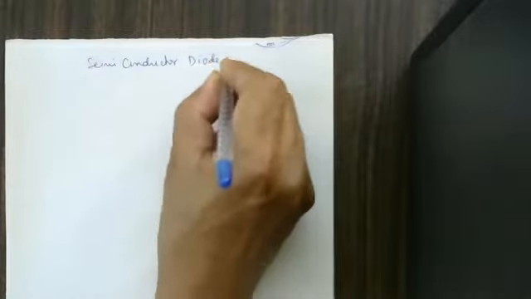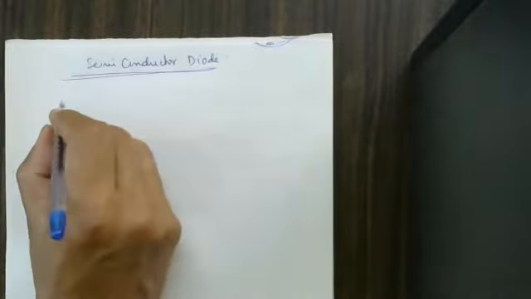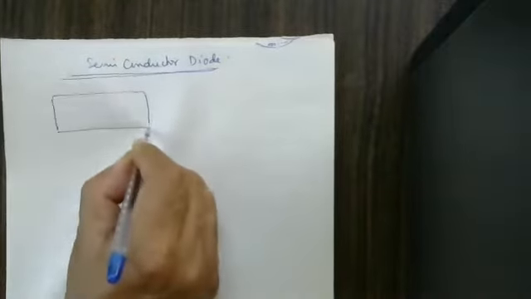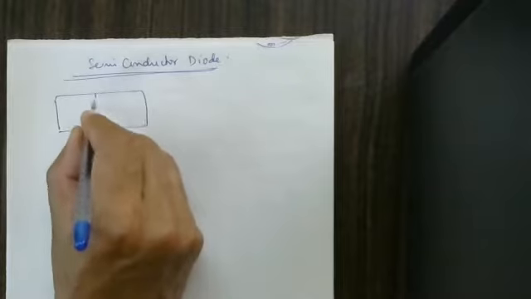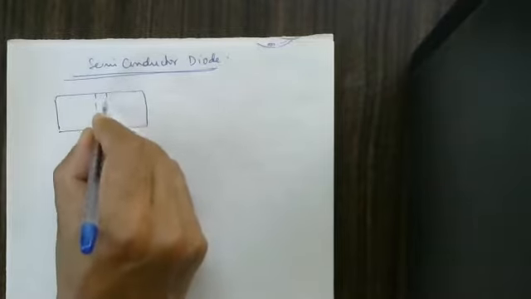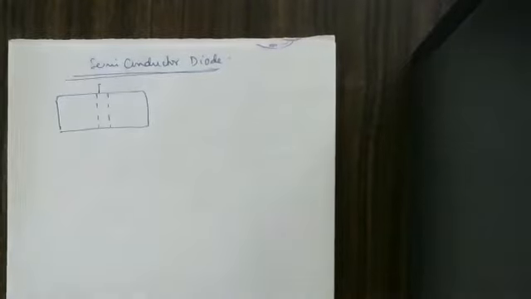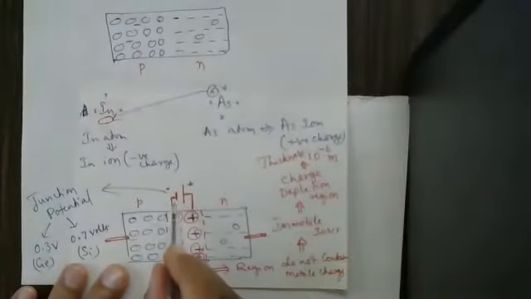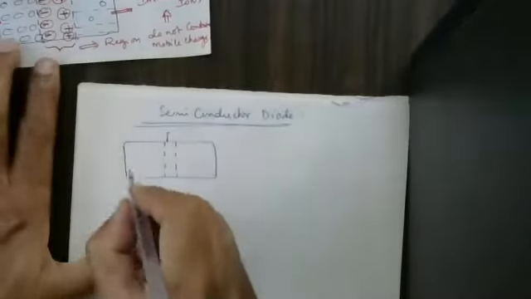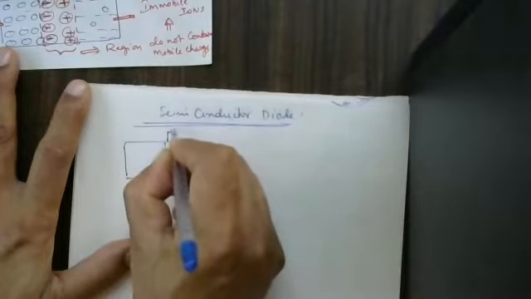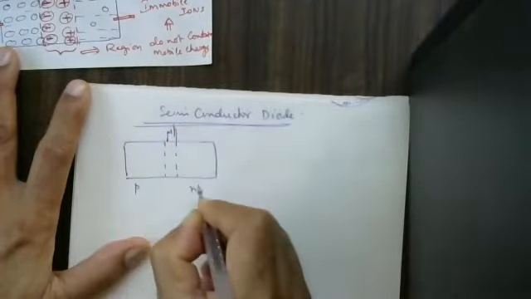Semiconductor diode. This is like this. Either it is germanium or silicon. Here there is a junction potential. I told you already about this. The P variety is that side which contains the negative. This is P. This is N. This side is having negative. This side is having positive.